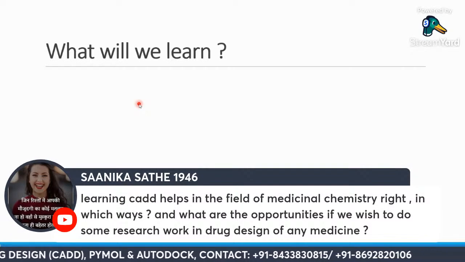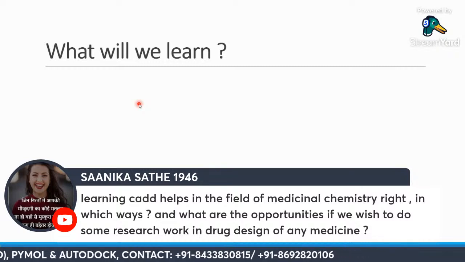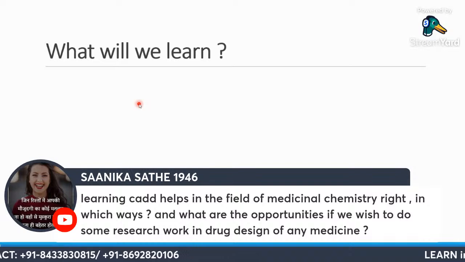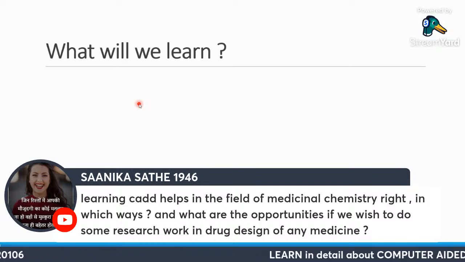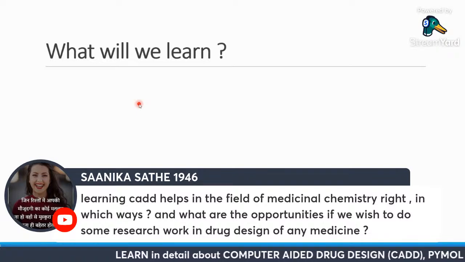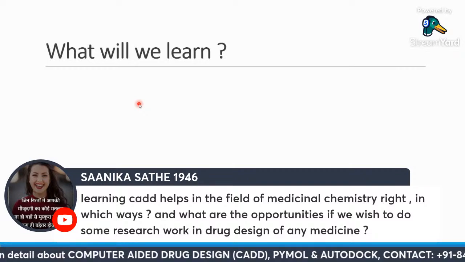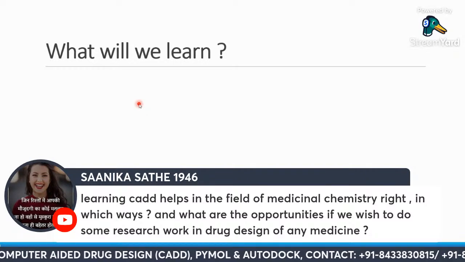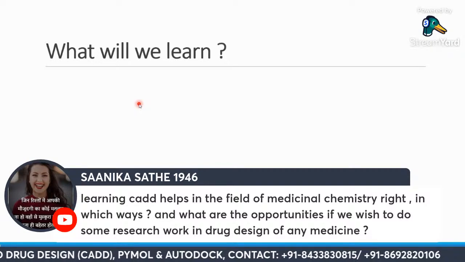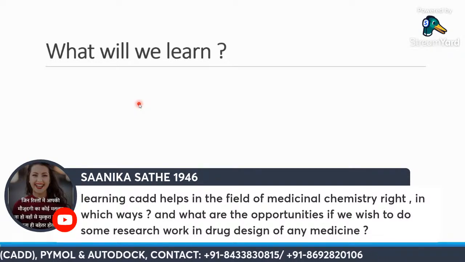Thanks. The next question says, does learning CAD help only in the field of medicinal chemistry? And what are the different ways whereby research work in drug design of any medicine can be taken up? Okay, so CAD definitely helps in medicinal chemistry, and I think I expanded on this question earlier, Sanika, that it can be used in different ways.